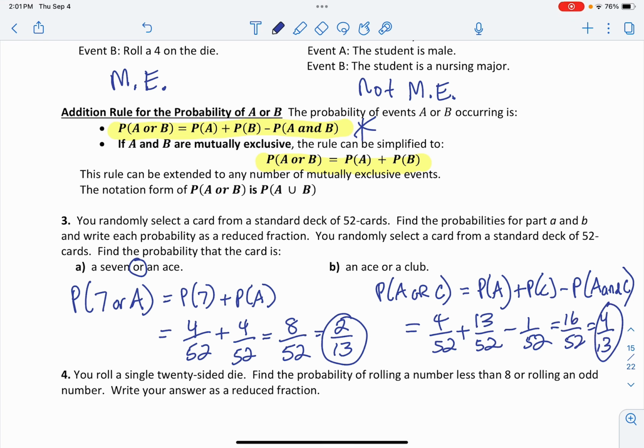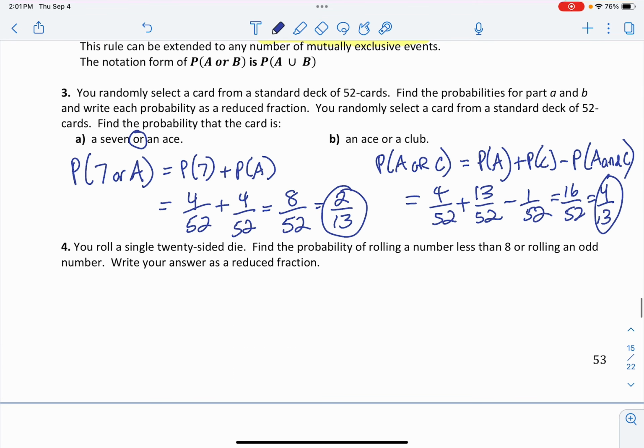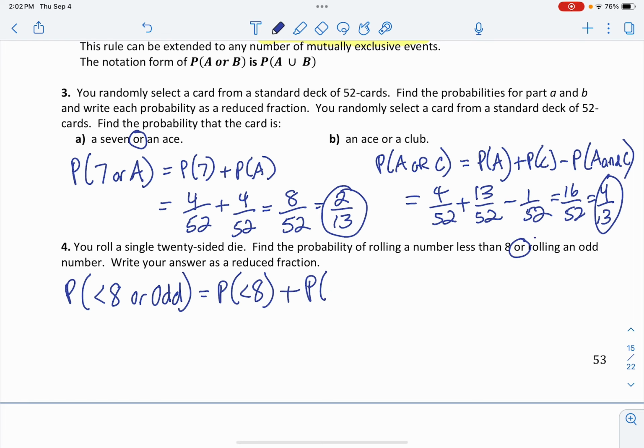Okay, here's another example. You roll a single 20-sided die. Whoa, that's a lot of sides. Find the probability of rolling a number less than 8 or rolling an odd number. All right, so probability of less than 8 or odd. Okay, I have to do probability of less than 8 plus, because it's or, odd. But it is possible to get less than 8 and odd, so I have to subtract those off.